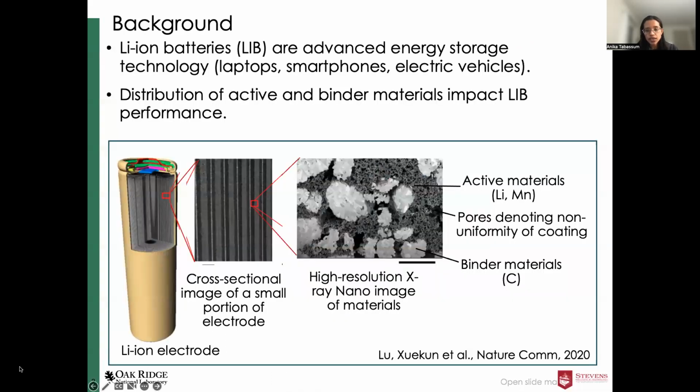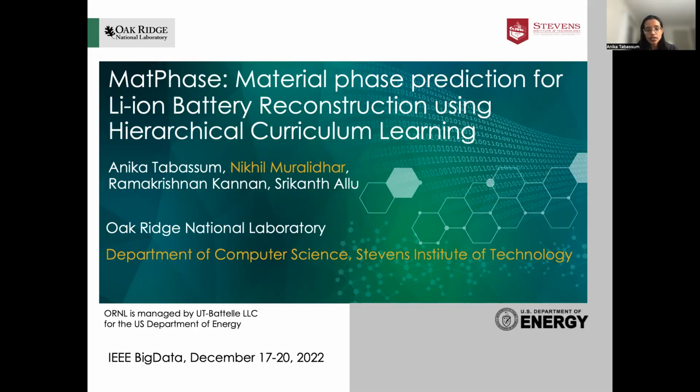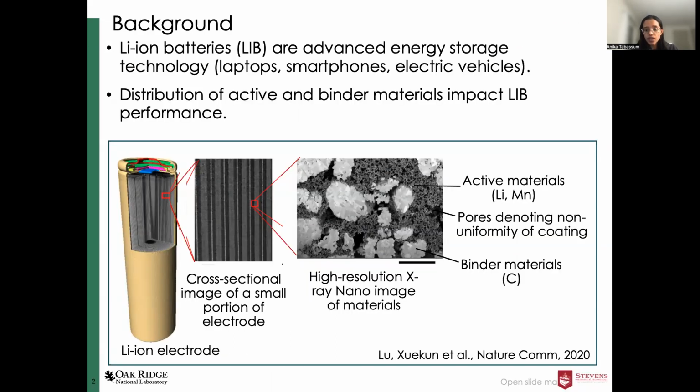Lithium-ion batteries are an advanced energy storage technology, which has a wide range of industry applications. Examples are laptops, smartphones, electric vehicles, etc. The figure is showing a lithium-ion electrode consisting of cathode and anode. The movement of active materials like lithium and manganese present in the electrode and their distribution influence the flow of electricity, and hence they can impact the change in the battery cycles and also the battery degradations.